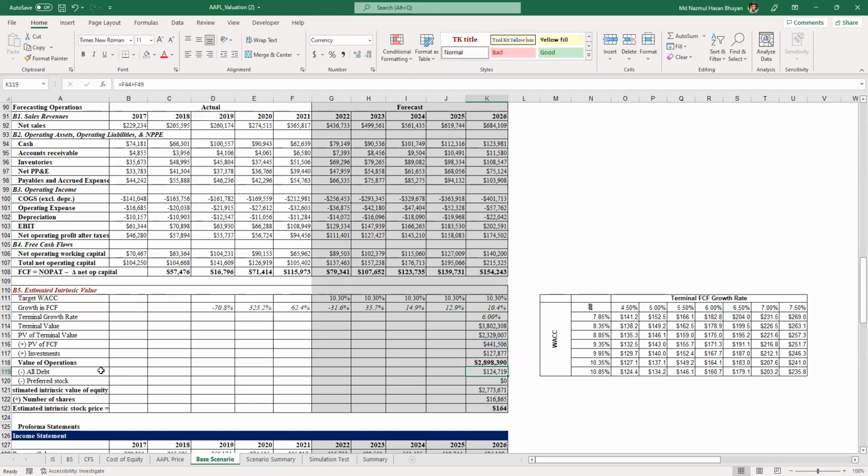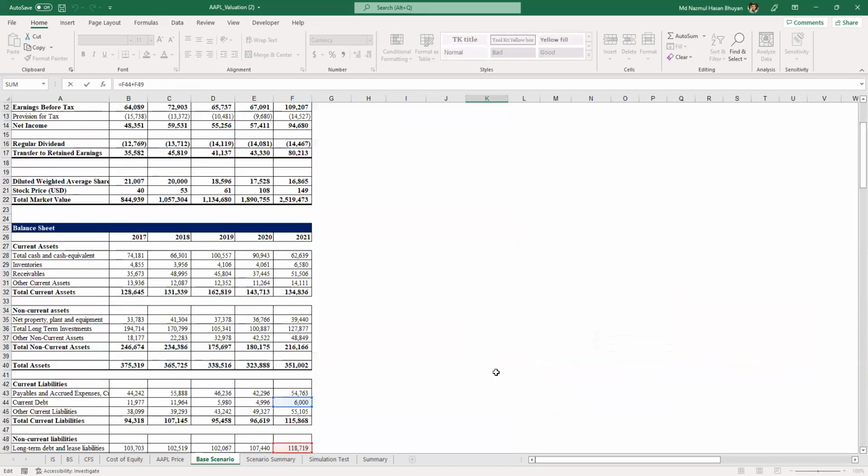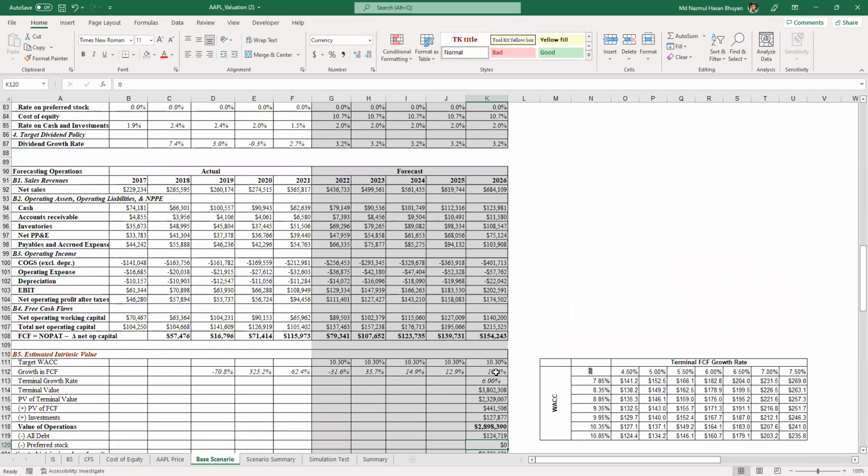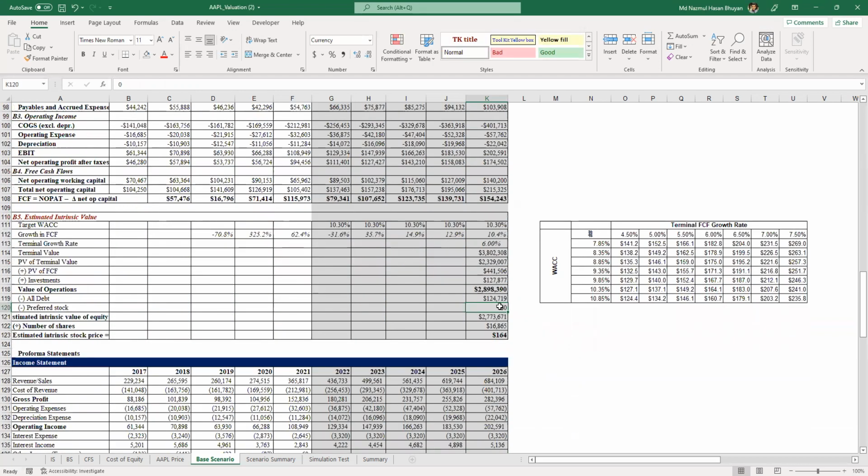Next, you're going to reduce your value of operation by all debt and preferred stock amount to get the estimated intrinsic value of equity. So your total debt in the very last year is current debt and then long-term debt, and your preferred stock here is 0. Once you reduce your value of operation by these two accounts, you're going to get intrinsic value of equity. Then you're going to divide it by the number of shares to get estimated intrinsic value.